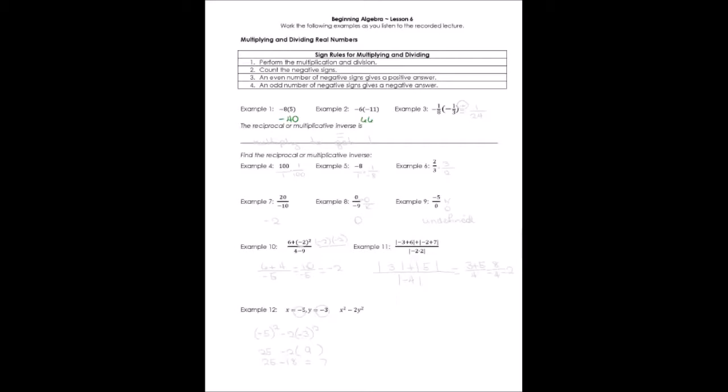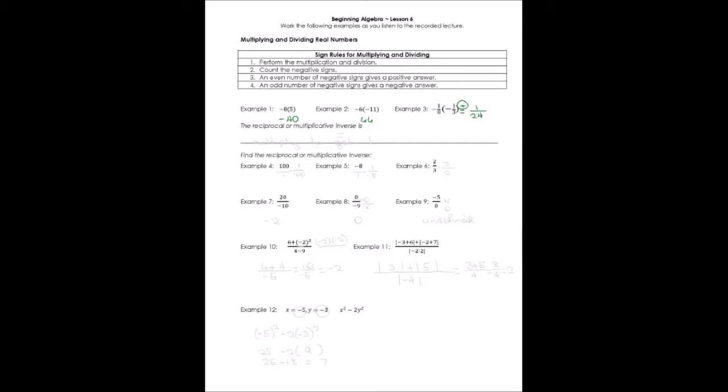Now, example number 3, we can figure out whether it's positive or negative before we do the multiplication. We see a negative times a negative, we know it's going to be positive. I'm going to put down positive and circle it so that I remember that. Then I remember I have to multiply numerator times numerator, denominator times denominator to get my answer. So it would be a positive 1 over 24.